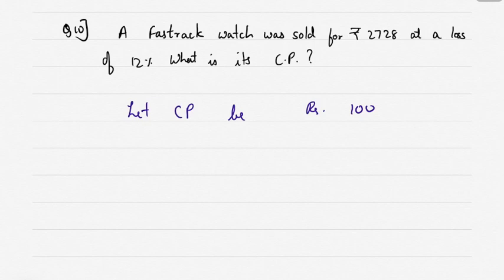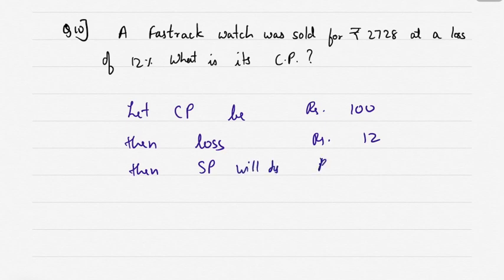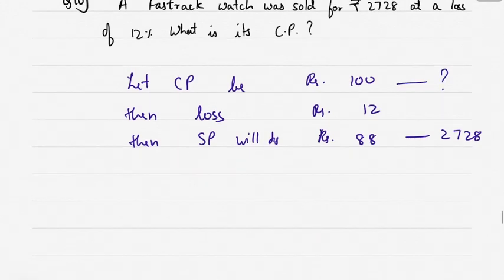So loss would be, loss is given 12%, right? So then loss will be 12 rupees. So then selling price will be rupees 100 minus 12, 88. Correct? And selling price is given as 2,728. So what is the cost price?